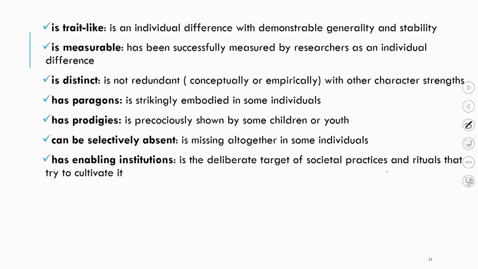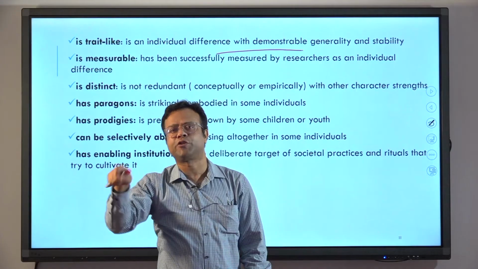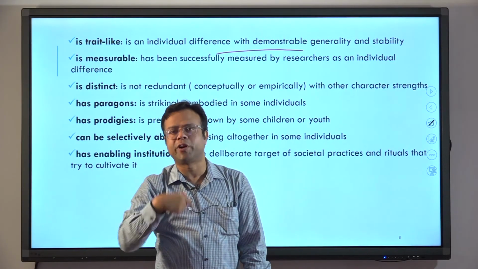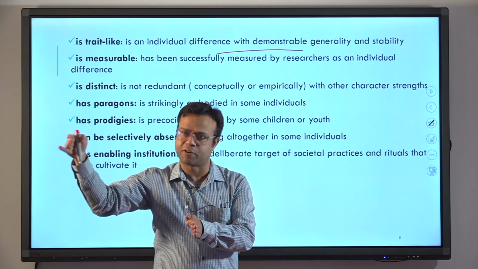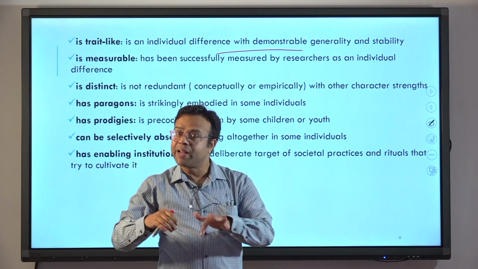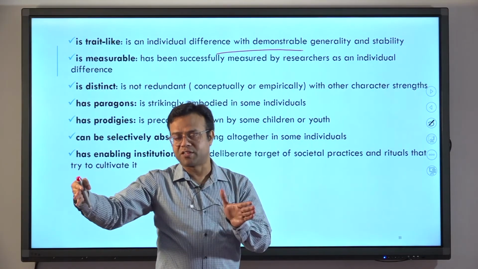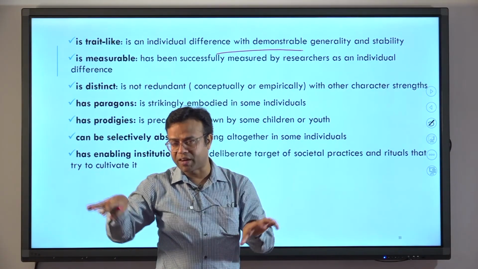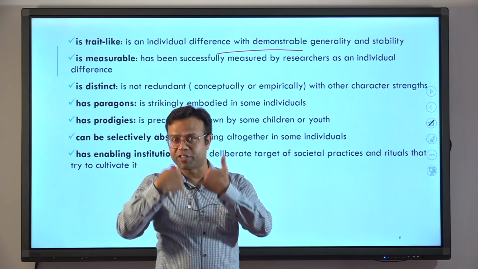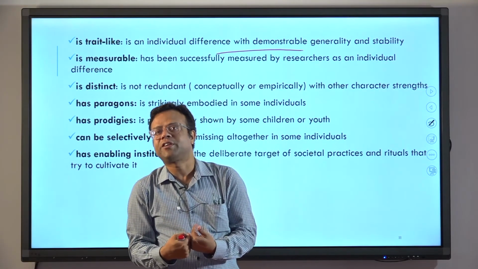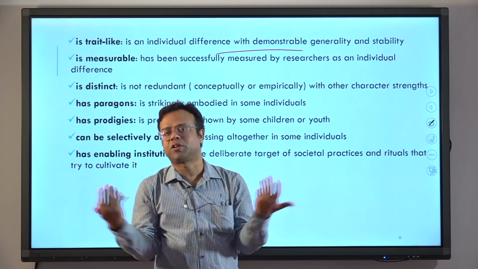There are a few more they listed. They should be trait-like, an individual difference, so they should be stable characteristics. It should not be that one day you show a character and after that you are not showing it. Then it cannot be called a character strength. It has to be a stable character of the person. By and large, in most situations the person should show it in a long-term and relatively permanent sense. Only then does it become a part of that character. If you show it only sometimes and not most of the time, then it is not part of character strengths.